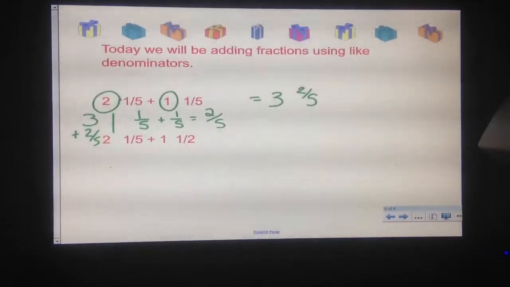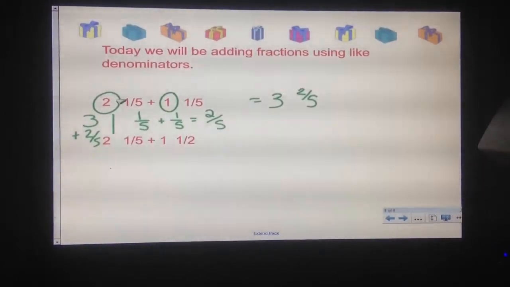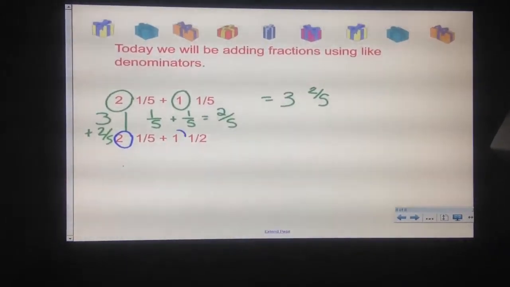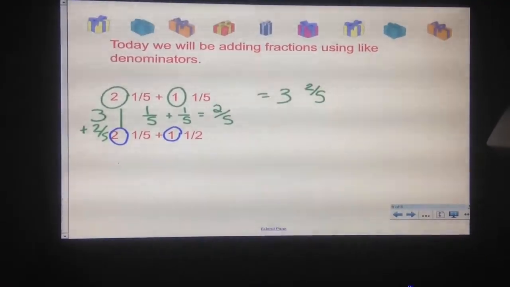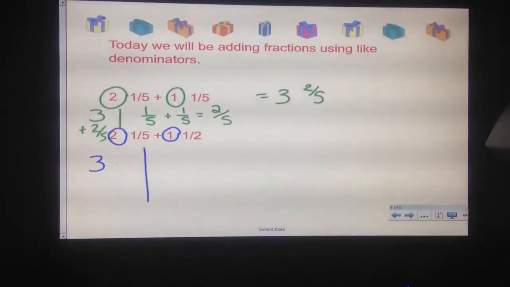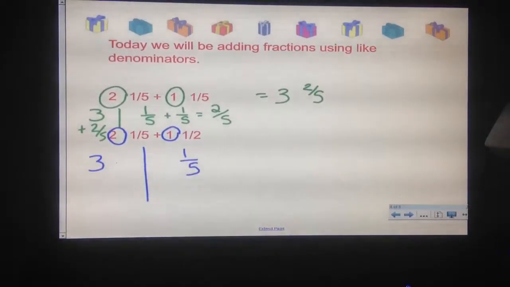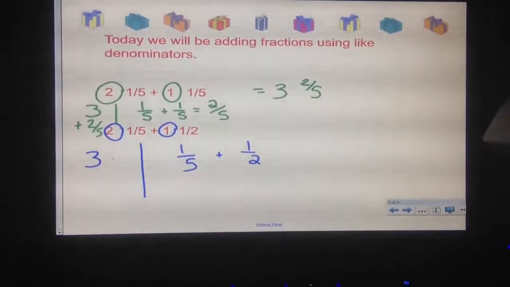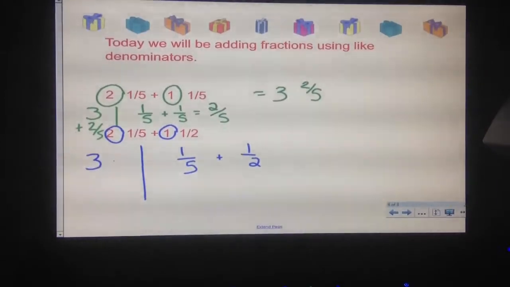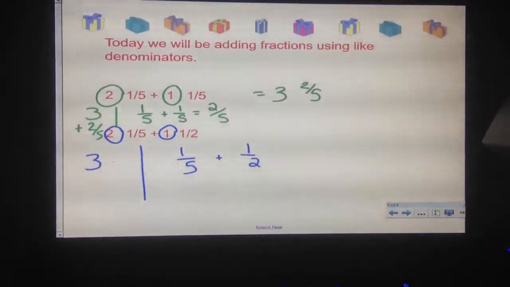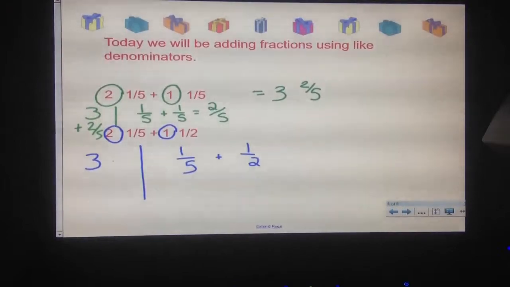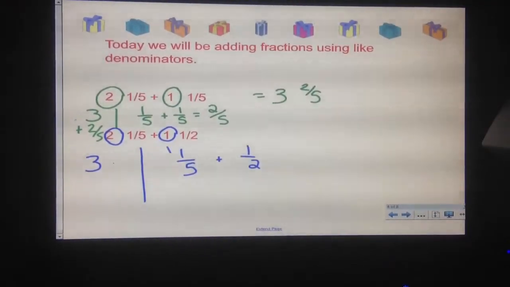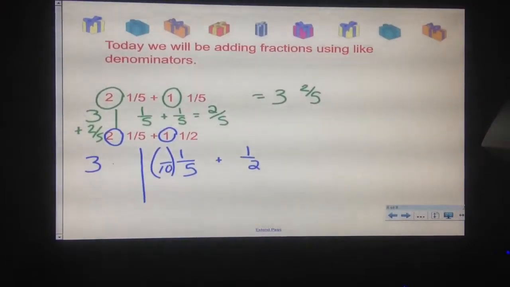Look at another example. Here I have 2 1/5 plus 1 1/2. Again, if you add the whole numbers together, you get 3. In this case, I have 1/5 plus 1/2. The denominators are not alike, so I need to convert them so that they are. First thing I'll ask myself, will 2 go into 5 evenly? It will not. 5 times 2 is 10, and 2 will go into the 10 evenly. So I'm going to convert to 10.